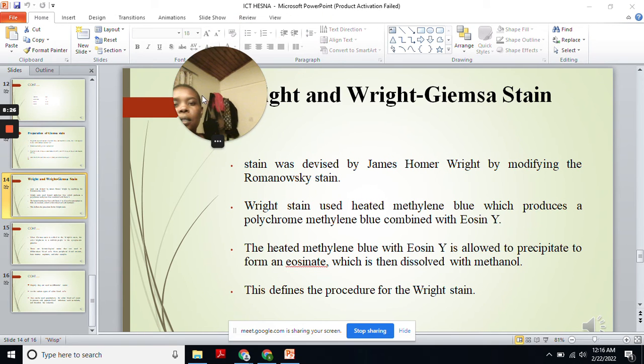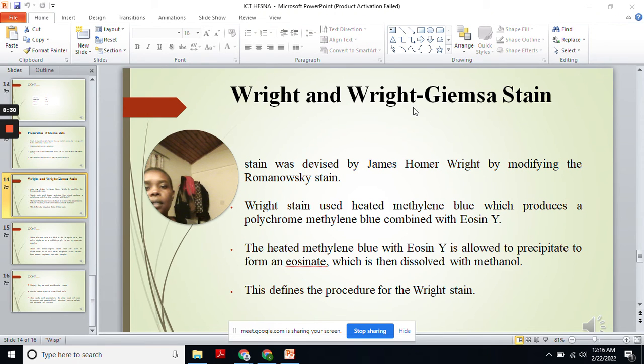The next one is Wright and Wright-Giemsa stain. It's another Romanowsky stain which was discovered by James Homer Wright by modifying the Romanowsky stain. Wright stain used heated methylene blue, which produces polychrome methylene blue, combined with eosin Y. The heated methylene blue with eosin Y is allowed to precipitate to form an eosinate, which is then dissolved with methanol. This defines the procedure of the Wright stain.